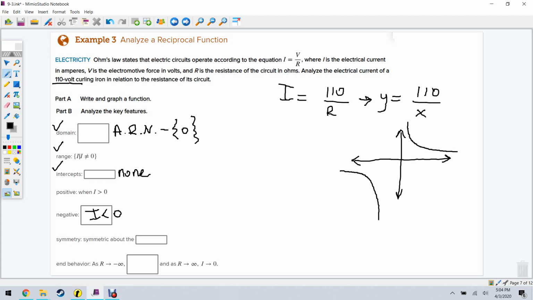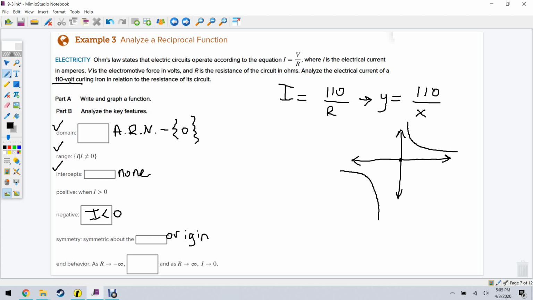Symmetry. I can tell we have kind of a small mirror at the origin that this function is reflected over, right? So this is symmetric over the origin. You can say origin symmetric. Okay.